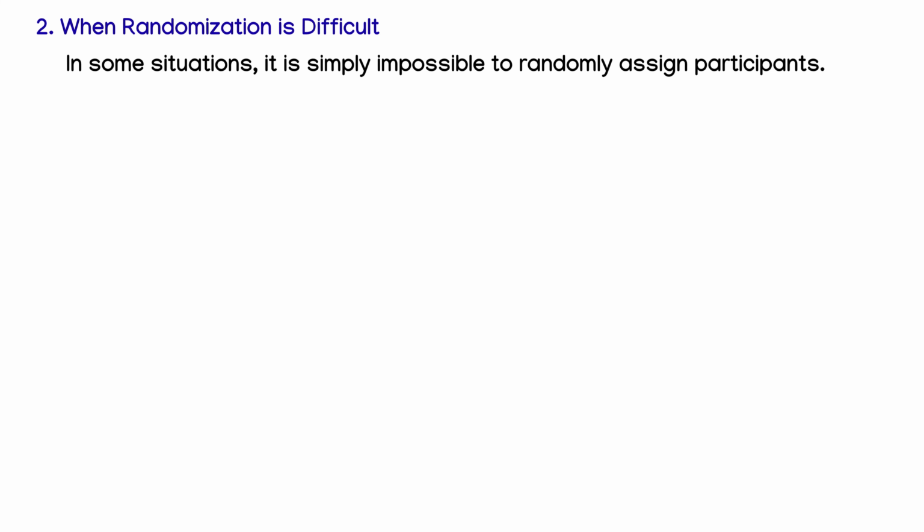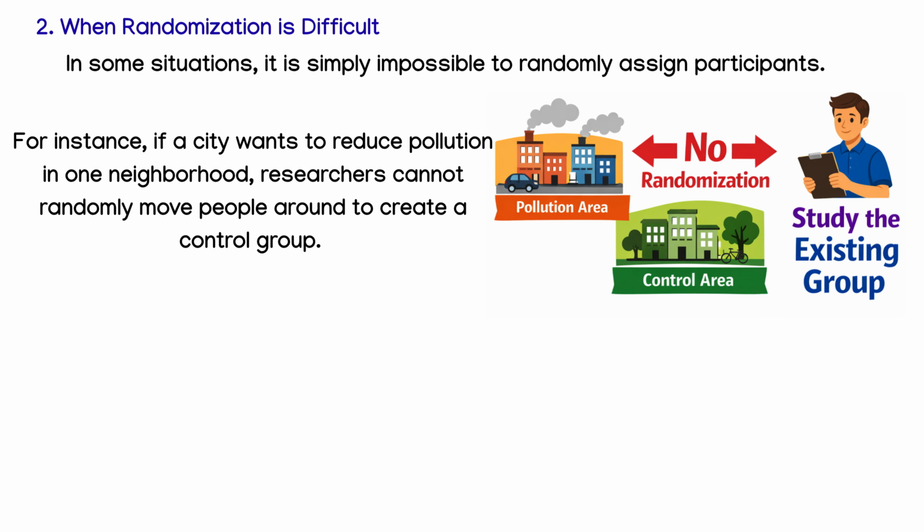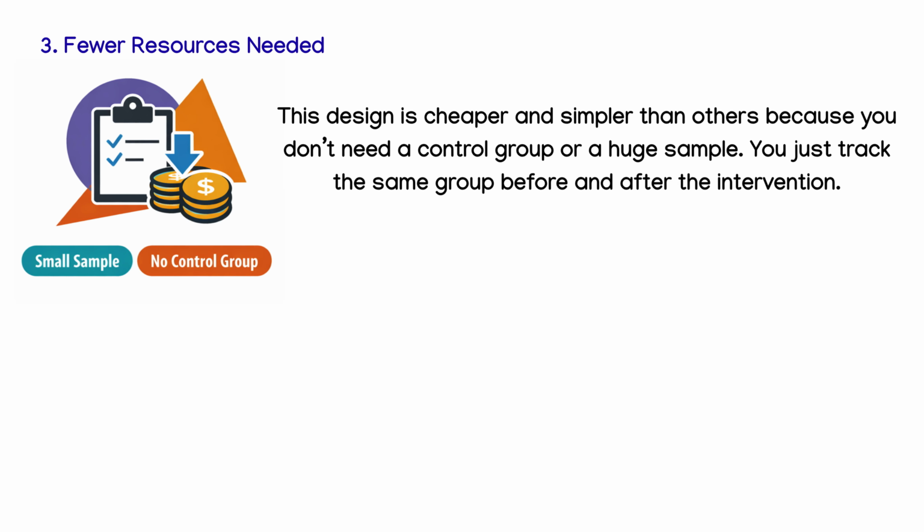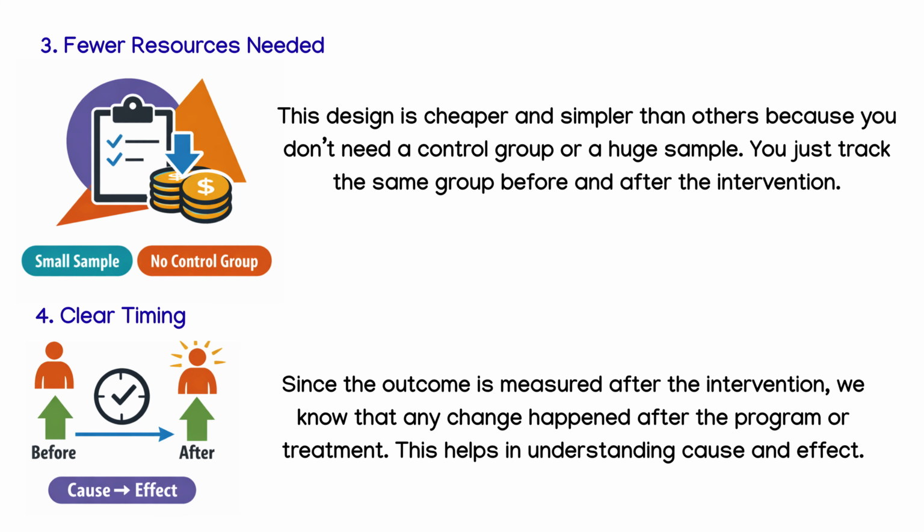2. When randomization is difficult. In some situations, it is simply impossible to randomly assign participants. For instance, if a city wants to reduce pollution in one neighborhood, researchers cannot randomly move people around to create a control group. They have to study the group in that location. 3. Fewer resources needed. This design is cheaper and simpler than others because you don't need a control group or a huge sample. You just track the same group before and after the intervention. 4. Clear timing. Since the outcome is measured after the intervention, we know that any change happened after the program or treatment. This helps in understanding cause and effect.